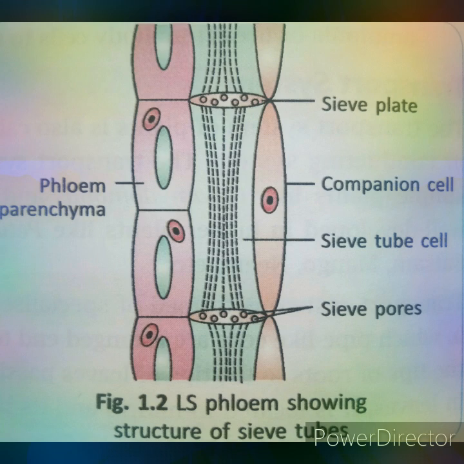Companion cells also help the sieve tubes in loading and unloading the food, and phloem fibers provide the mechanical strength same as the xylem fibers. Now the phloem parenchyma stores the food. I have already told you, whenever the word parenchyma comes, the xylem or the phloem both are storing the food.